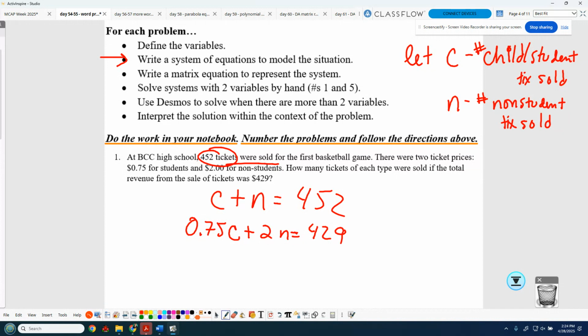Okay, so he said the number of student tickets plus the number of non-student tickets adds up to the total number of tickets, which is 452. And a student ticket is 75 cents, and a non-student ticket is $2, so 75 cents for every student ticket, $2 for every non-student ticket, totals $429. So we've defined our variables, we've written a system to model it. Ahmed, how do I write the matrix that this models?